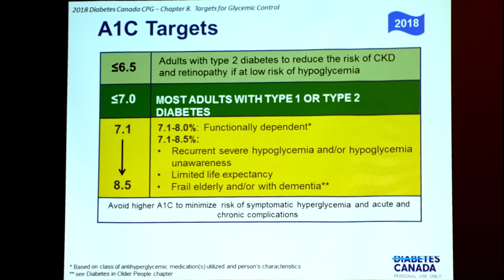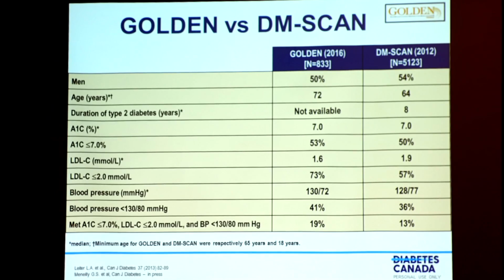So we now look at it much more closely in terms of avoiding an A1C which puts our patient at risk for hypoglycemia. At the same time, we don't want symptomatic hyperglycemia. And at end of life, it's suggested that we stop measuring the blood glucose and just keep the patient comfortable.